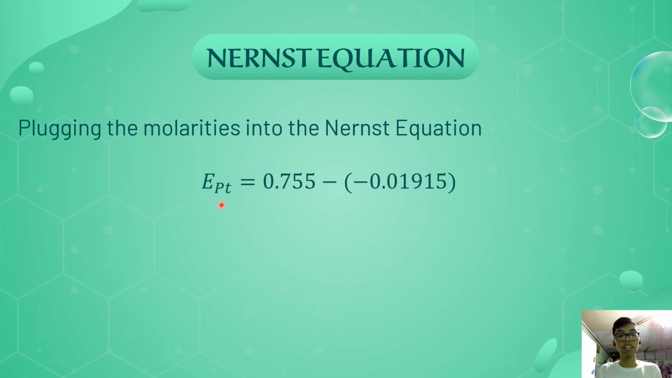Now computing gives us this equation, which is 0.755 minus negative 0.01915, and plugging that in, our final answer is plus 0.7742 volts. That is the potential of the platinum electrode.